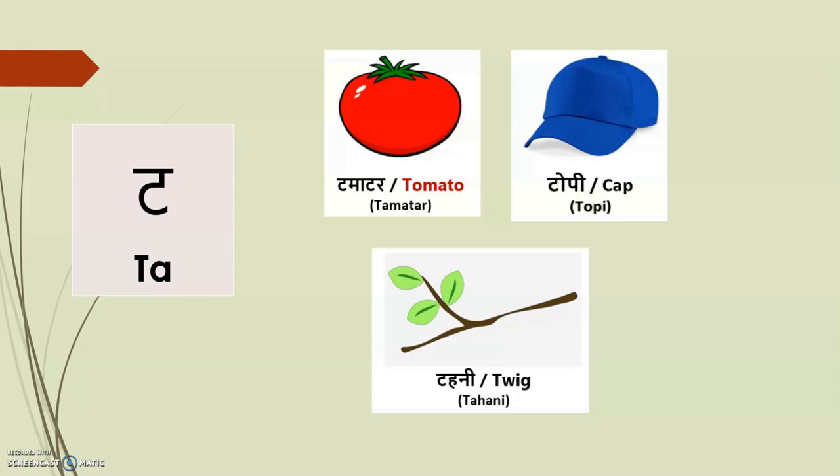So, in the first picture, we can see a tomato. In the next picture, we can see a cap, which is topi. And in the third picture, we can see a twig, which is called tahani in Hindi. All these three objects begin with the letter T.